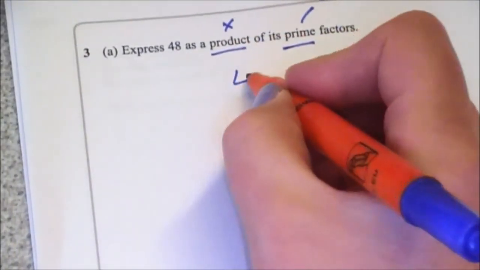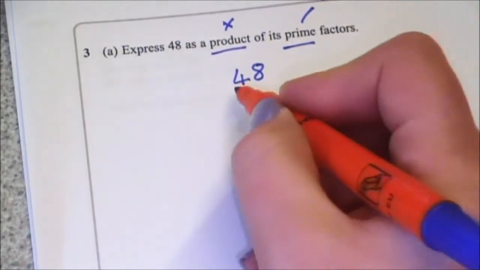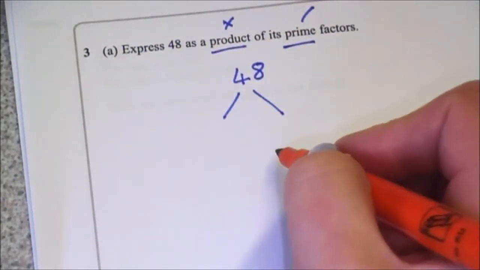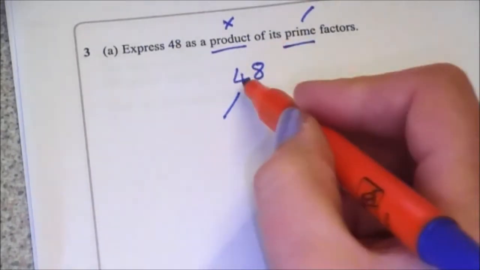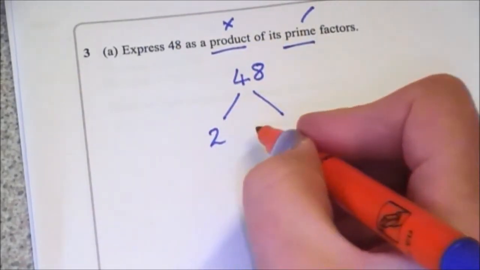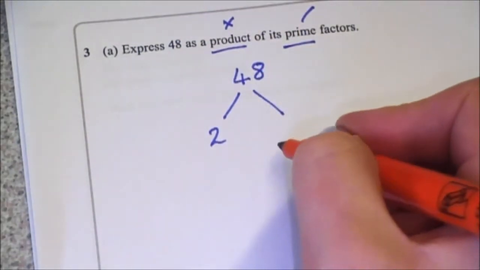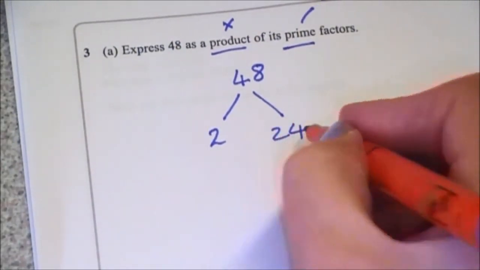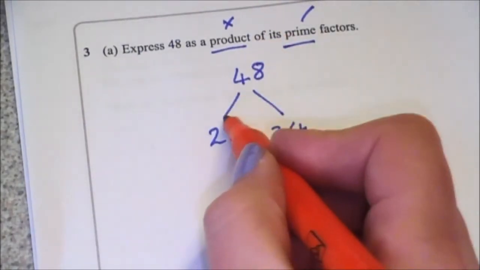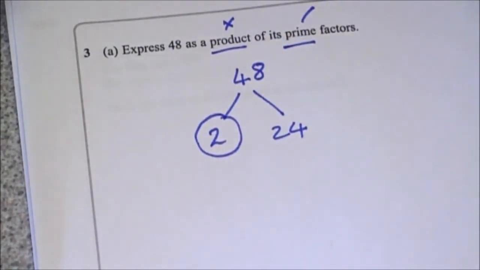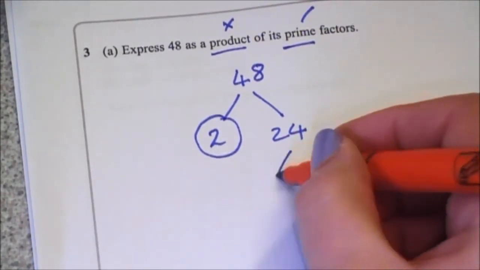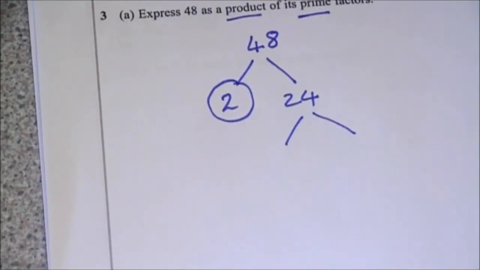Now, you may have heard of this as cherry picking. You start with your 48 and you split it into any factor pair. And there's a load of different ways you can go about this. I always go for the 2's first. So if it's an even number, I'll always say 2 times what is 48? Well, it's 2 times 24. And then you look, are either of your numbers prime? Well, yes, 2 is prime. So I'll circle that because it means I can stop there. 24 is not prime. So I need to break that down.